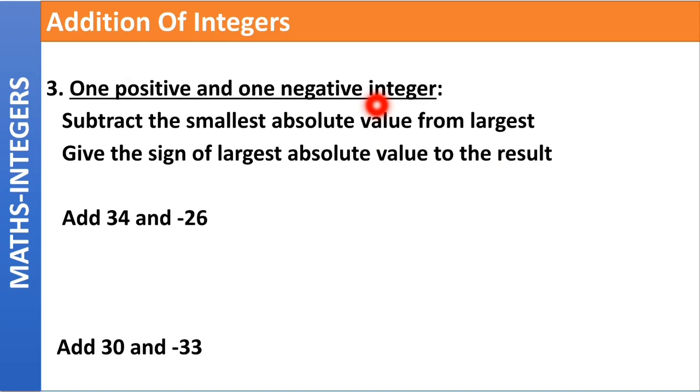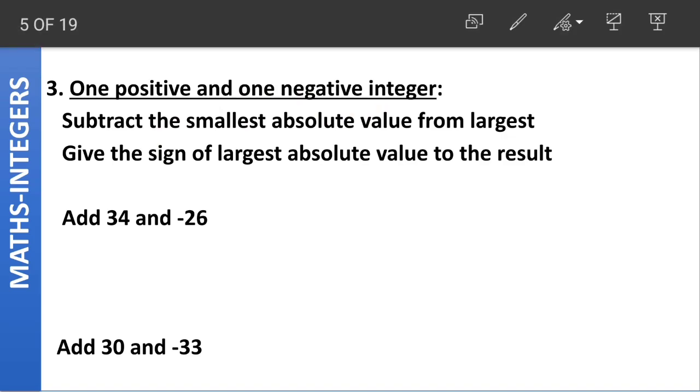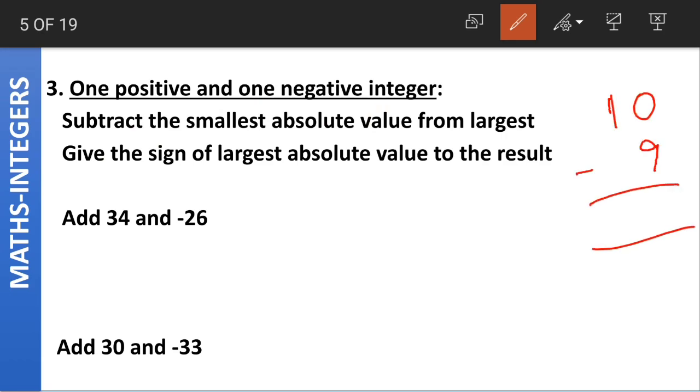Moving on, one positive and one negative integer. We have looked at two positive integers. We have looked at how to add two negative integers. Now what if we have one positive and one negative integer? What we do here is, let us forget about these integers. If I give you this small problem of 10 minus 9, how will you do this? You subtract 9, which is the smaller number, from the bigger number, which is 10, correct? 10 minus 9 gives us the answer of what? 1.